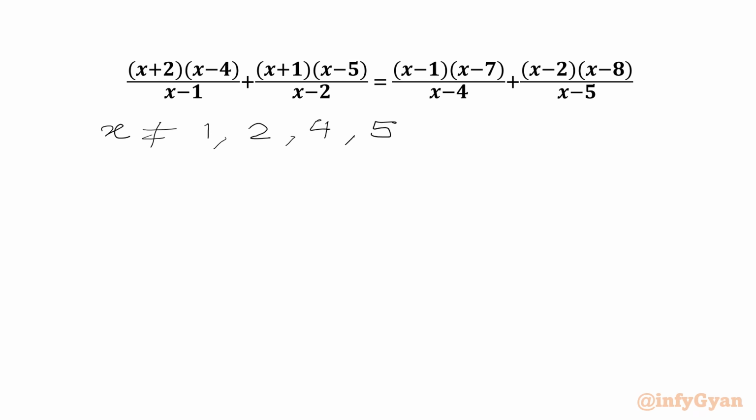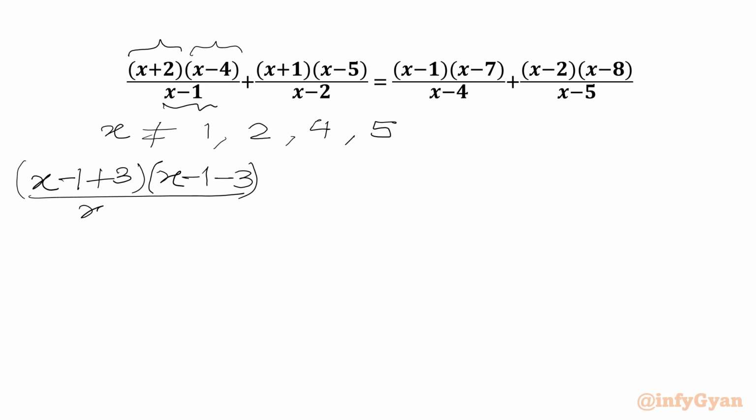Now we are going to use algebraic manipulation. We have denominator x minus 1, so we will try to write our numerator brackets in terms of denominator x minus 1. So I can write x plus 2 as x minus 1 plus 3, and x minus 4 we will write as x minus 1 minus 3.